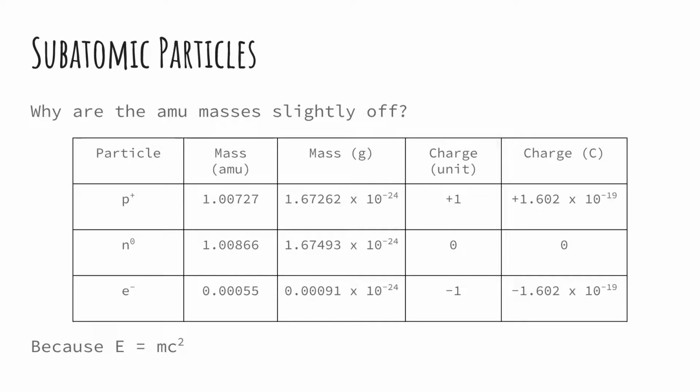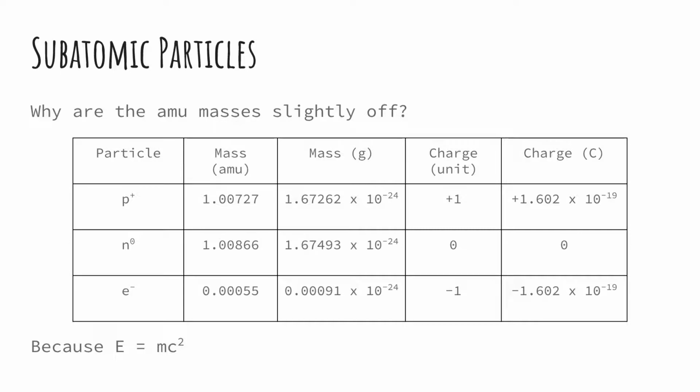Now, why are the atomic mass units slightly different from 1? Why aren't a proton and a neutron just 1 atomic mass unit? I mean, after all, the atomic mass unit is defined as 1/12 of a carbon atom. So why are they slightly too high? Doesn't make any sense, right?